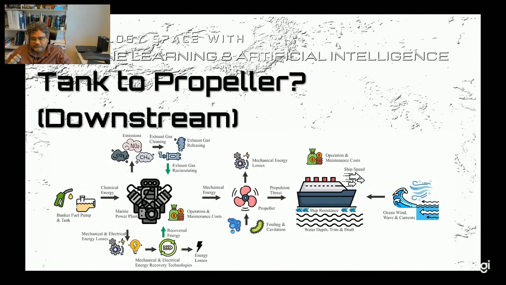So in the second part of this presentation, we have discussed how the bunker fuel in the tank is transferred into ship speed. That happens through the chemical energy in this bunker fuel being transferred into mechanical energy of these vessels through these marine power plants. During that process, we have discussed that emissions are released into the environment, and there are mechanical and electrical energy losses also happening. In addition to that, there are operation and maintenance costs associated with this process also. This part of the process is called the tank to propeller process, and this is also the downstream part of the fuel life cycle.